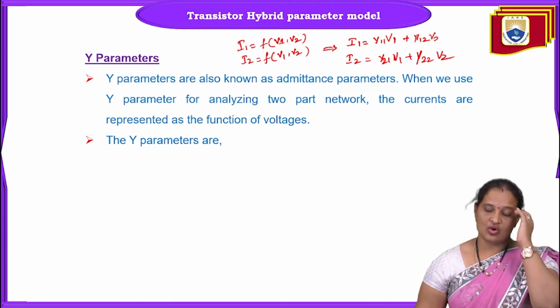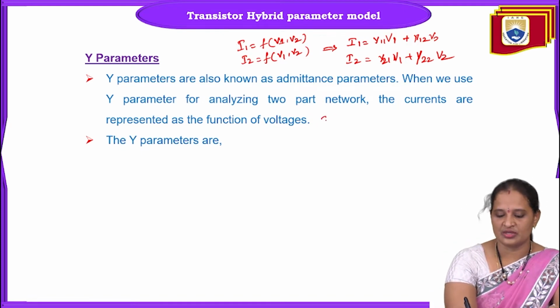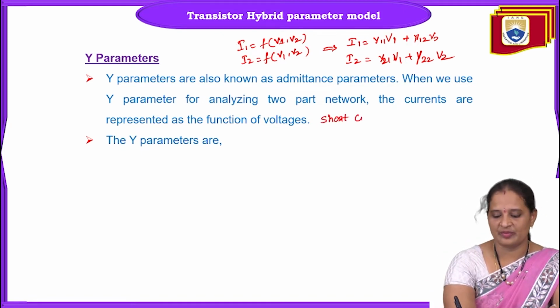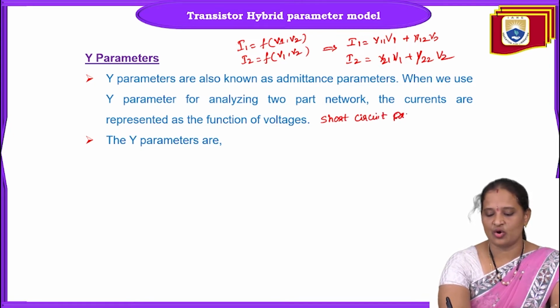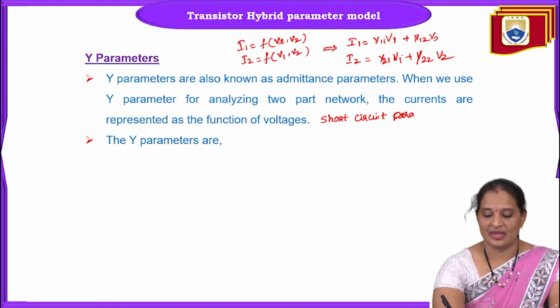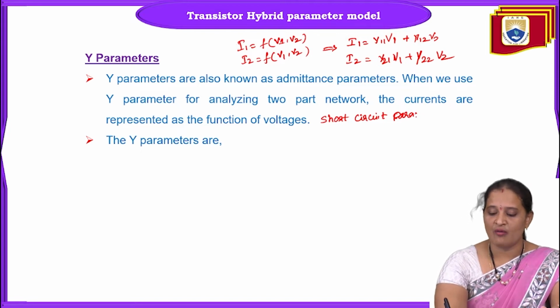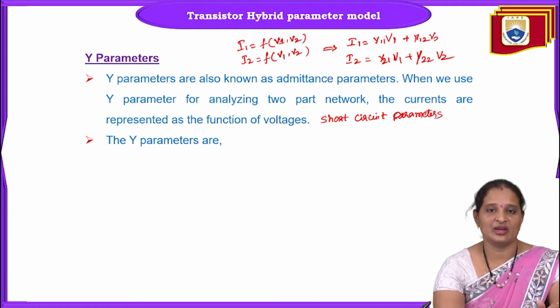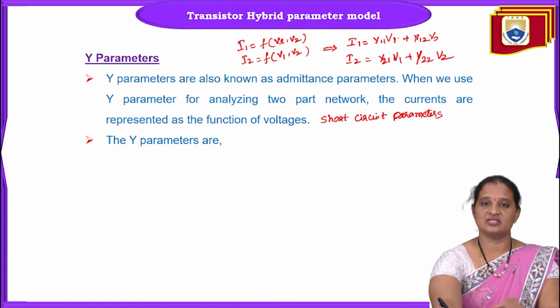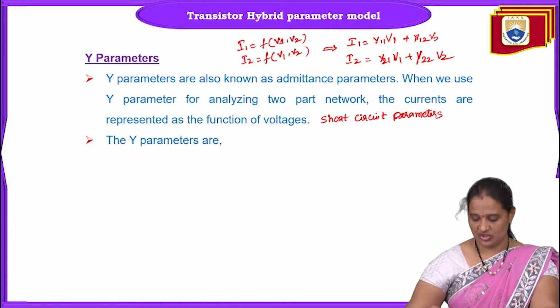These are also called short circuit parameters. Why are we calling these short circuit parameters? Because I can calculate these Y parameters, Y11, Y21, Y12 and Y22, by making either V1 0 or V2 0. Making voltage 0 means short circuiting the corresponding port. So either we are short circuiting the output port or the input port. So in order to evaluate these Y parameters, either port must be short circuited.